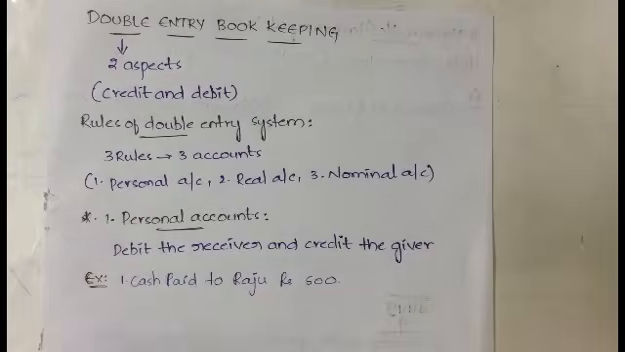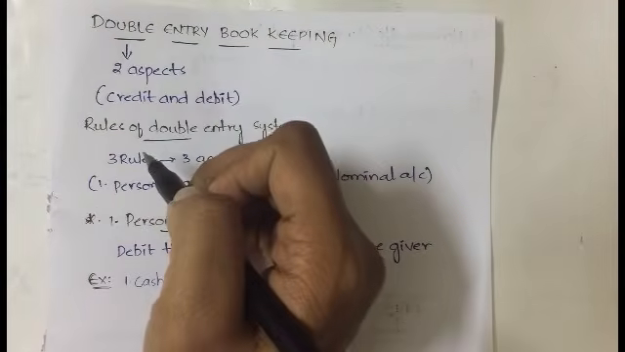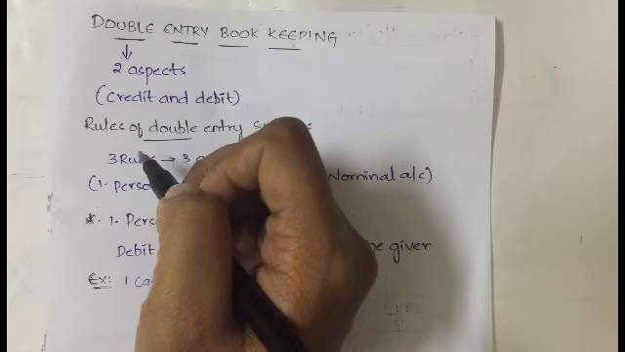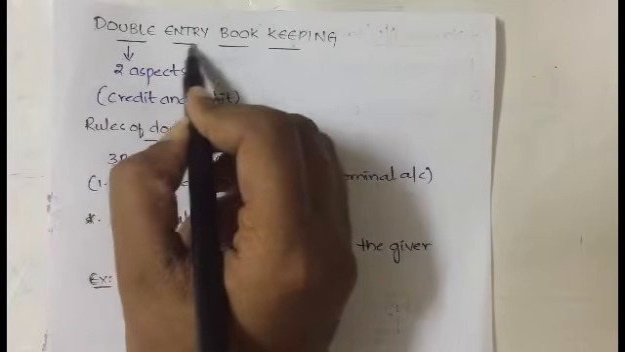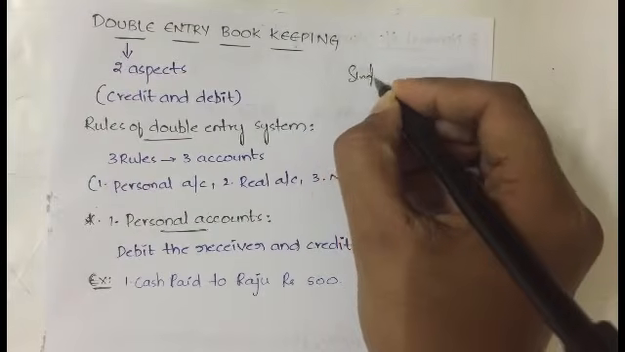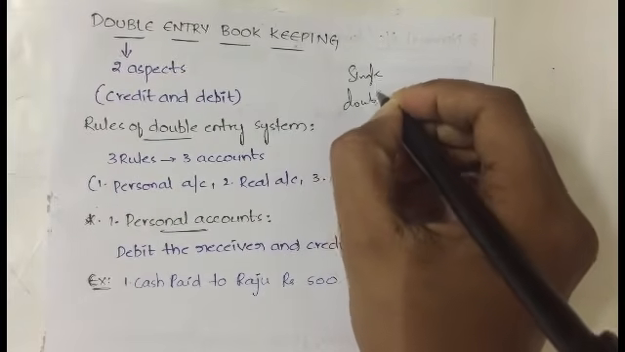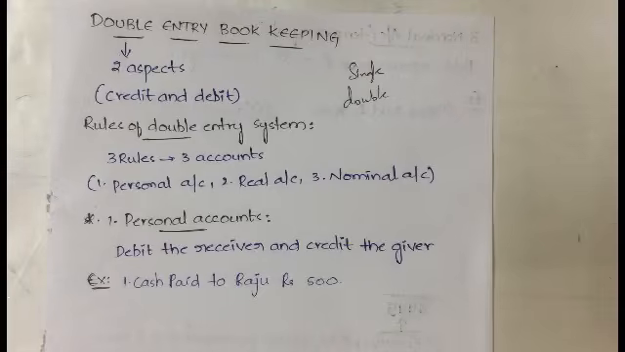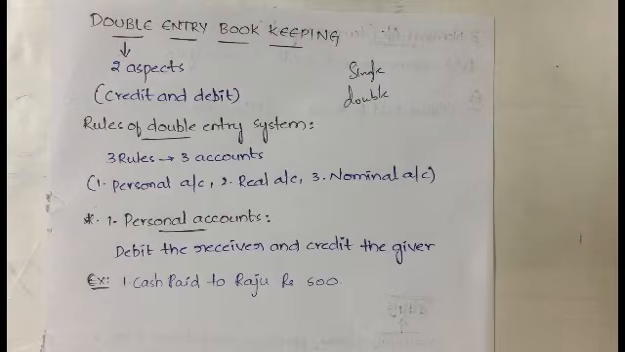Before telling you about the types of accounts, let me tell you what we mean by double entry. You'll have two types: single entry and double entry. When you are writing the entries related to accounts, you'll have two types: single entry bookkeeping and double entry bookkeeping. So now we will learn about double entry bookkeeping.